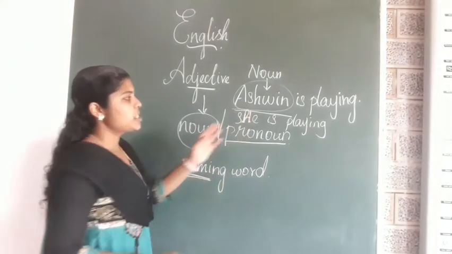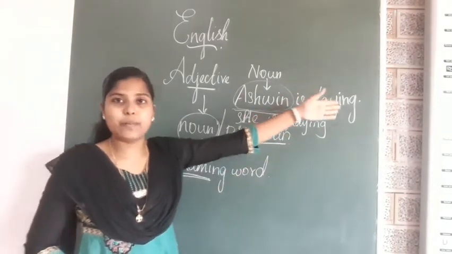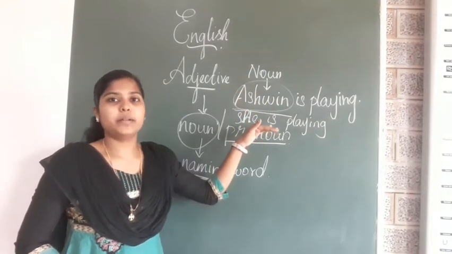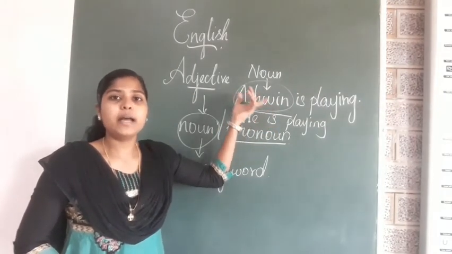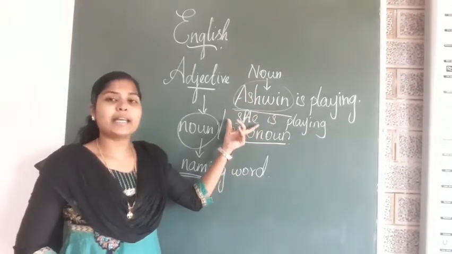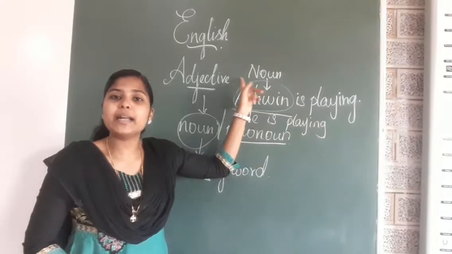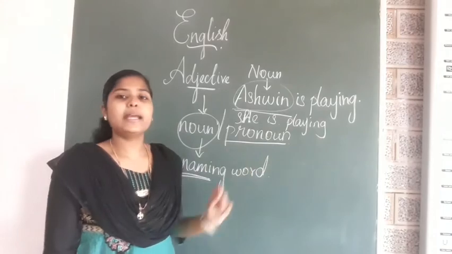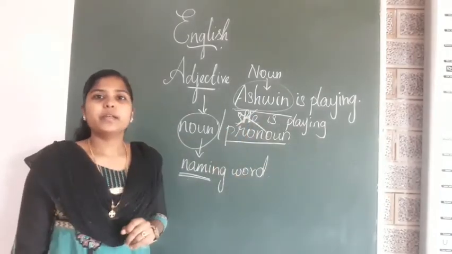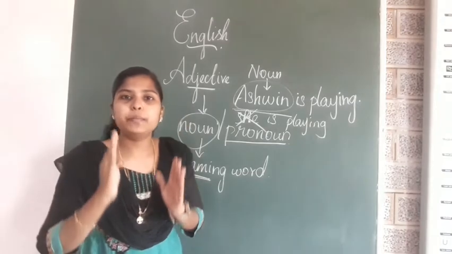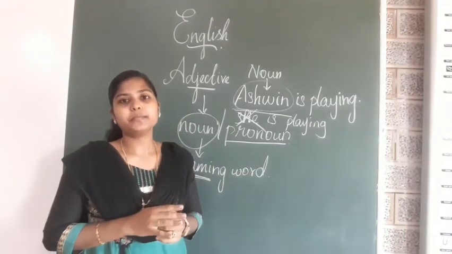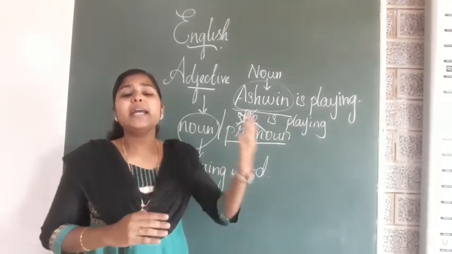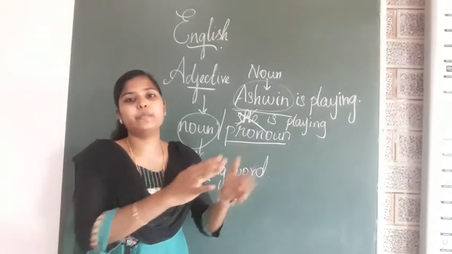Here, she is playing. Here Ashwin is playing. For this noun I am using another word, that is she. Can I write she is playing, when I am mentioning a boy? This is wrong, isn't it? So the suitable pronouns should be used. She is playing, which means a girl is playing. He is playing, which means a boy is playing.